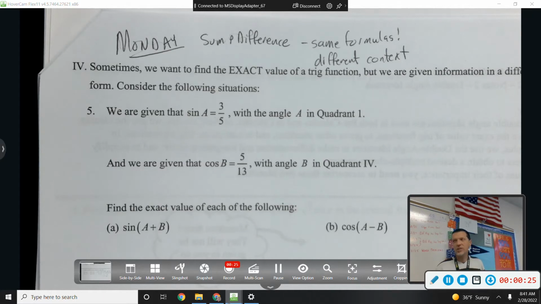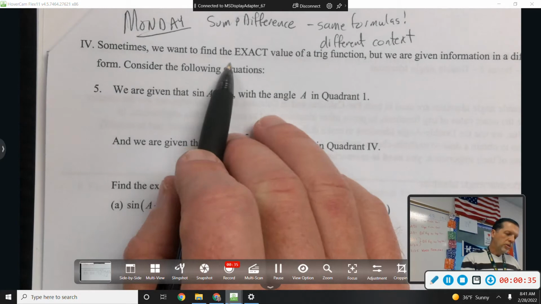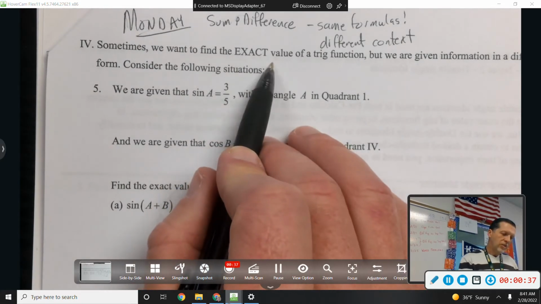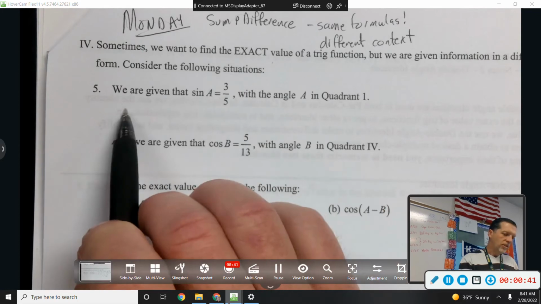For a few of you, that's great news. For most of you, you're fine on the unit circle by now. But if you're still struggling with unit circle, you don't need it today. Sometimes we want to find the exact value of a trig function, but we are given information in a different form.